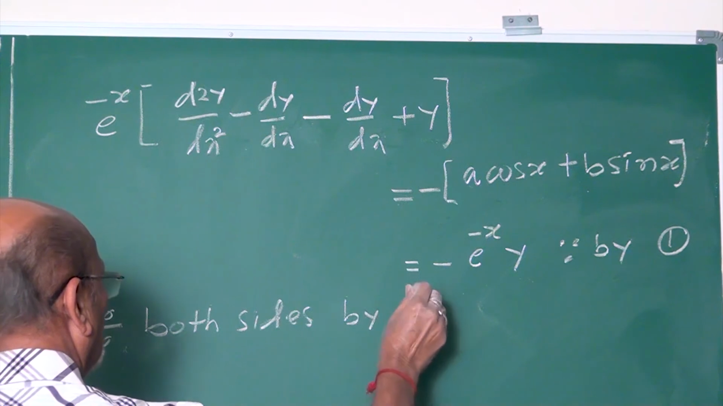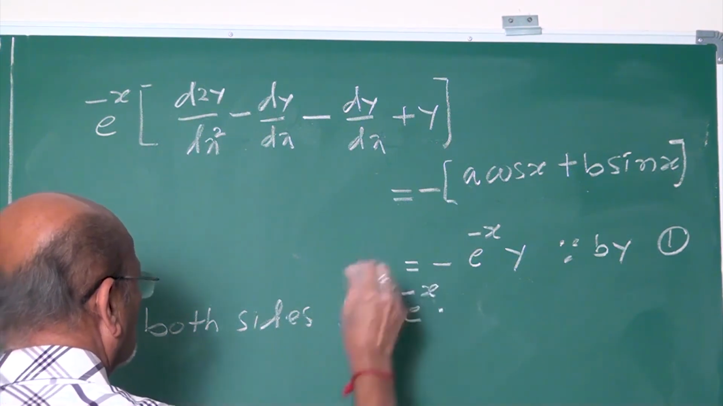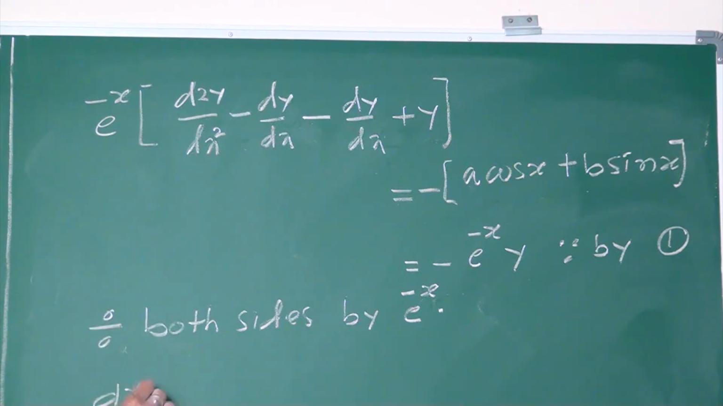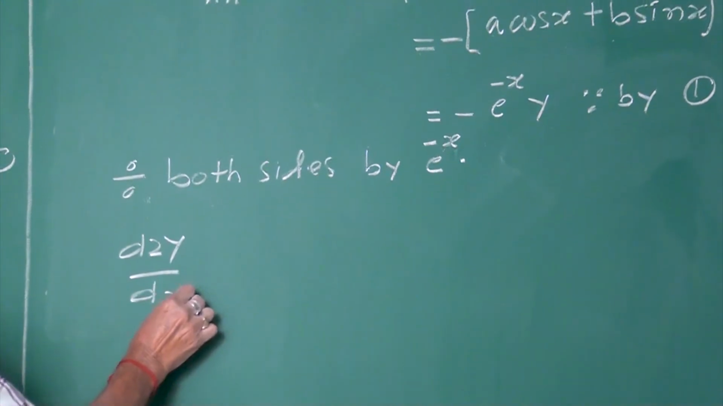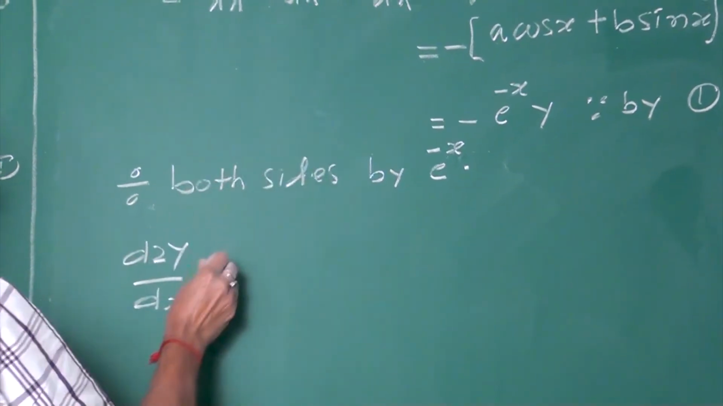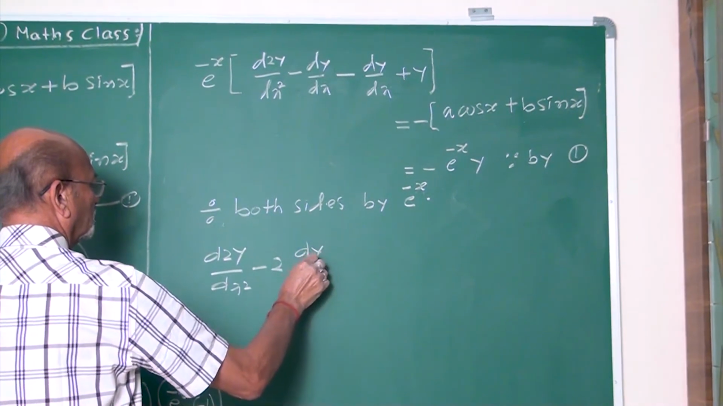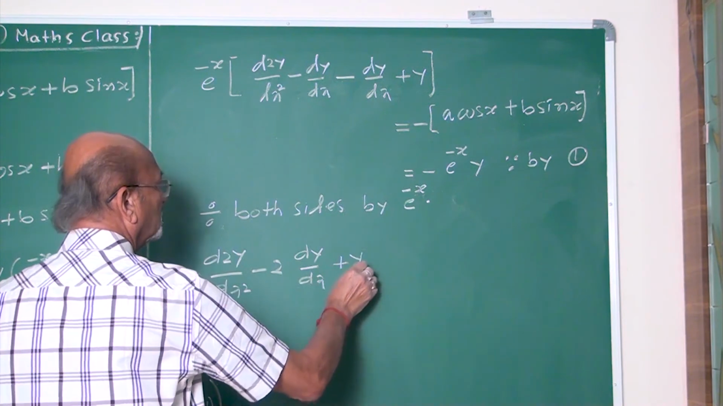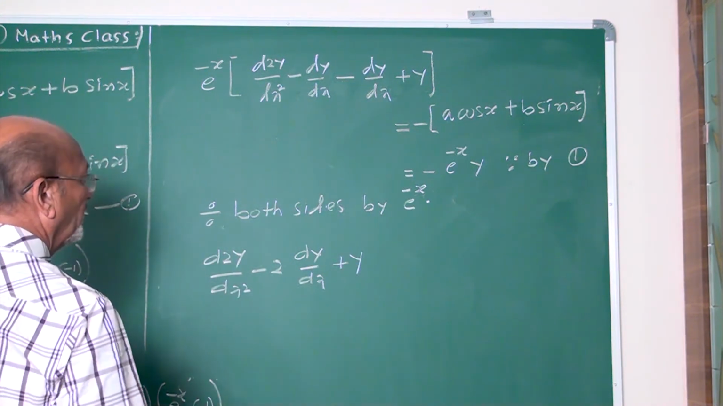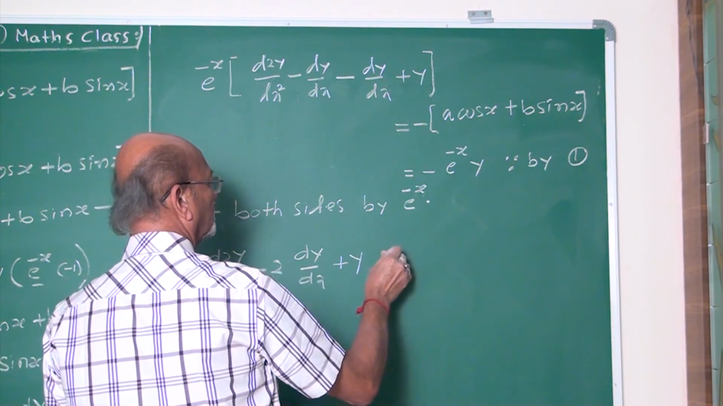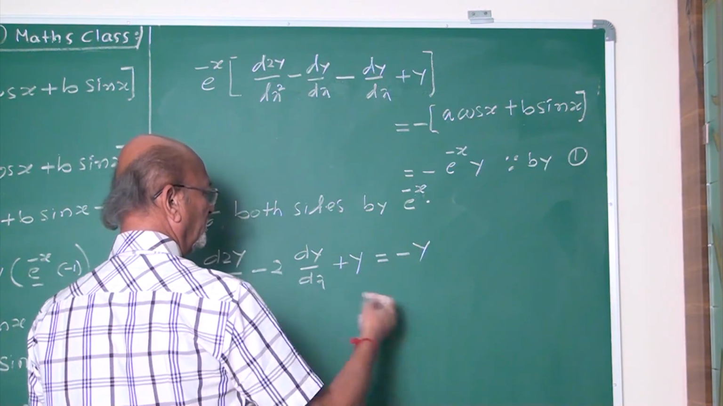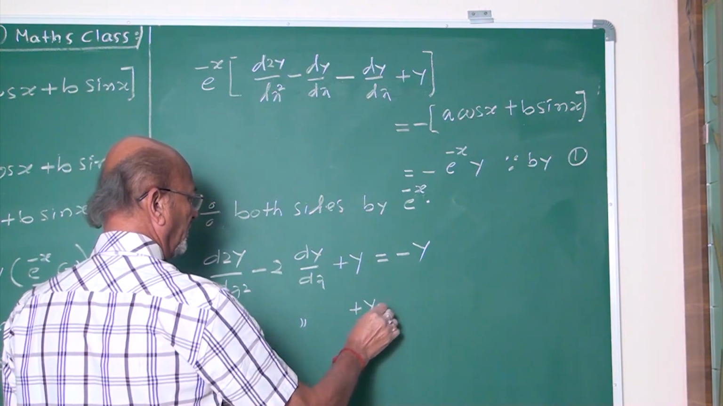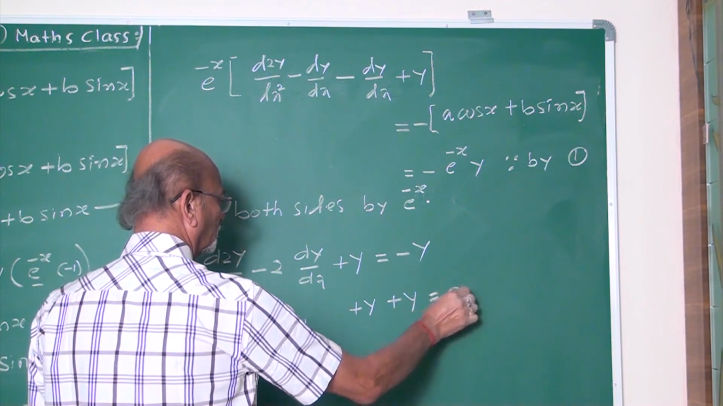By e to the power minus x. This cancels, giving d2y by dx2 minus 2 times dy by dx plus y equal to, this is cancelled, minus y. Bring this to this side. This is the same, my friends. Plus y minus y becomes plus y equal to 0.